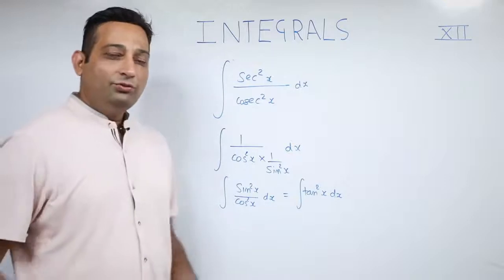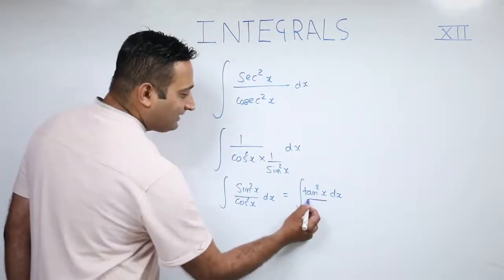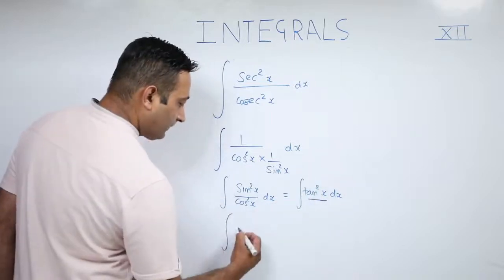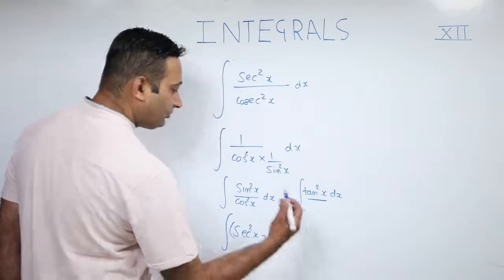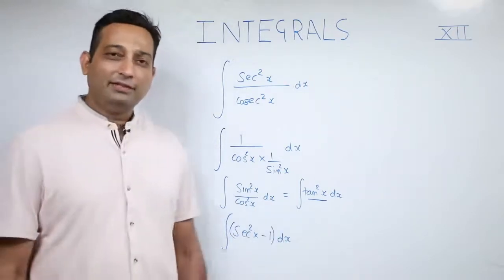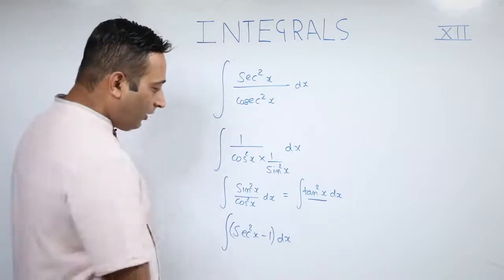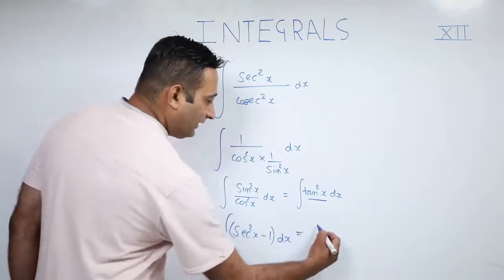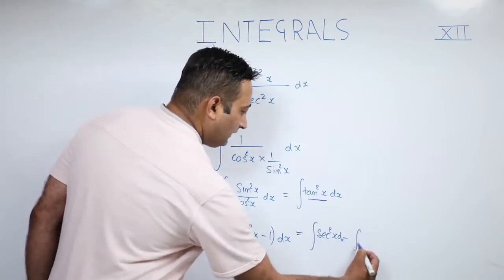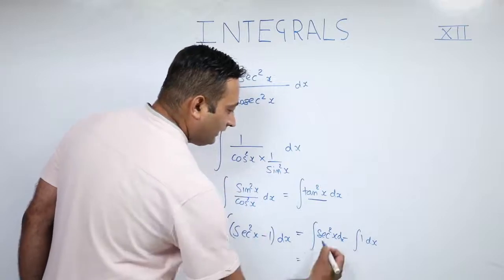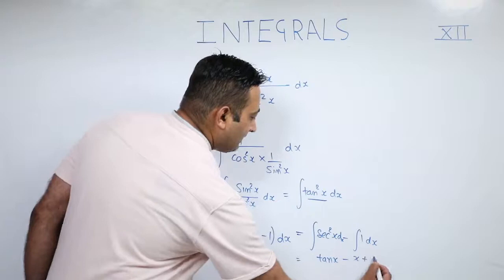Now, there is no direct formula for tan square x, but we know that tan square x is equal to secant square x minus 1, which identity we have already used in our previous classes. Now, we know the direct formula for the integration of secant square x and we know the formula for integration of 1. The secant square x integration is tan x and the integration of 1 is x plus c.